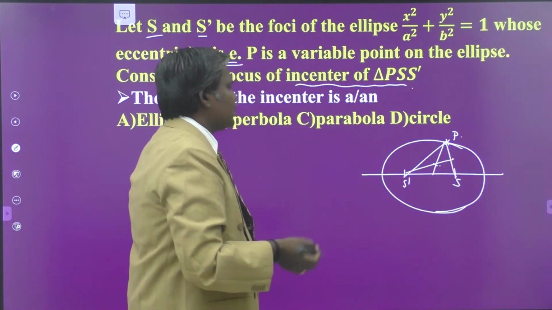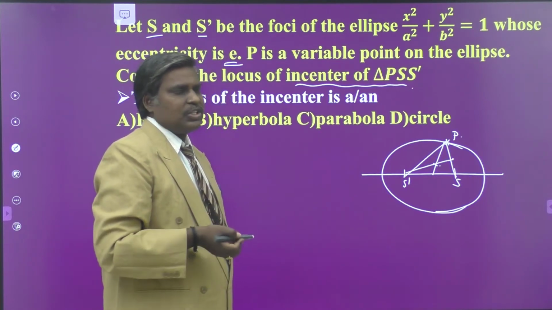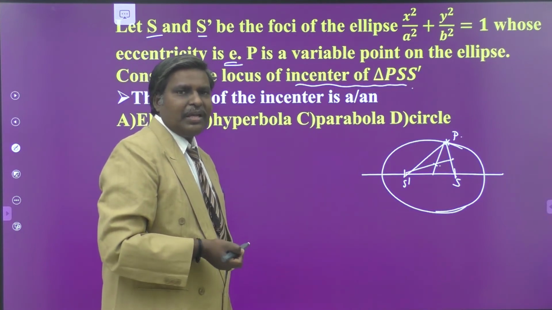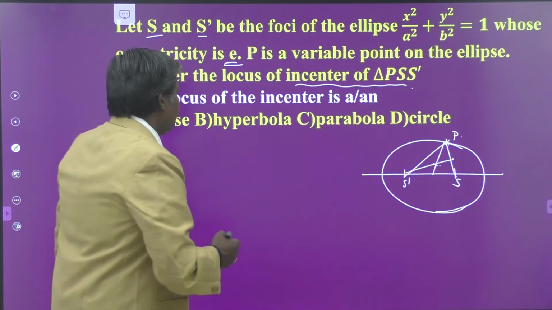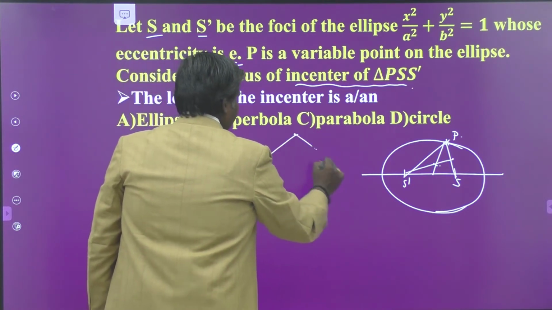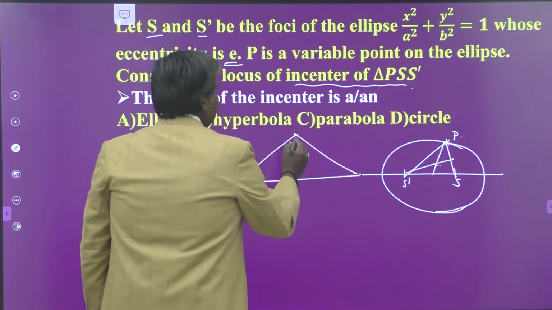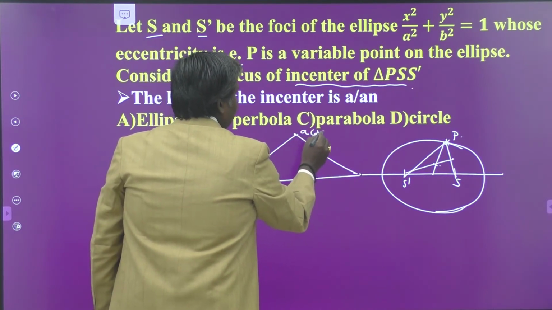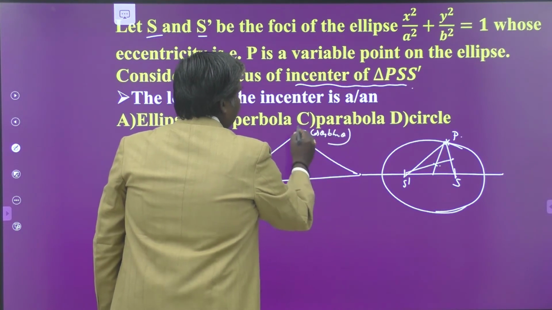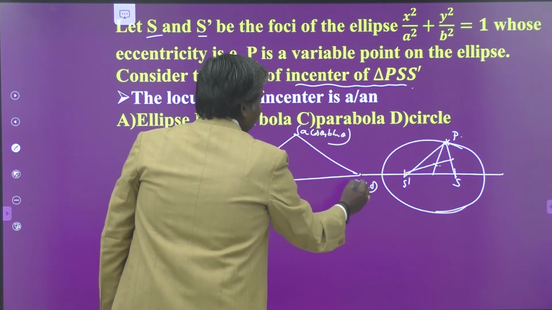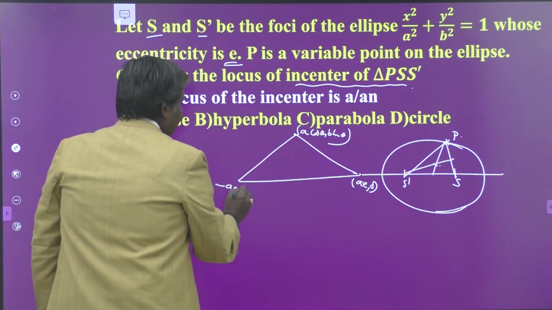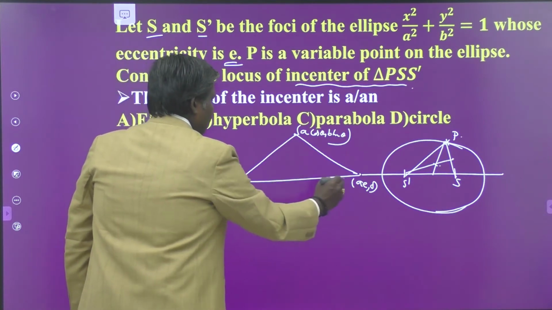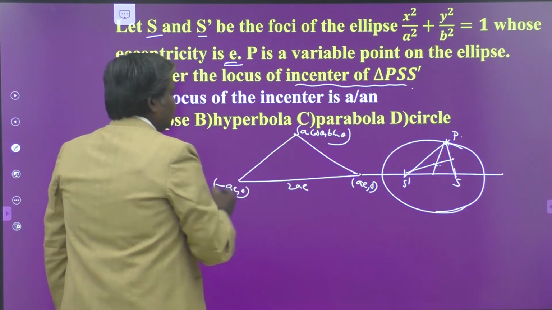We know the formula for the incenter: (ax1 plus bx2 plus cx3) by (a plus b plus c) comma (ay1 plus by2 plus cy3) by (a plus b plus c). So let me elaborate the triangle. Any general point on the ellipse is a cos theta comma b sin theta. This is the focus ae comma 0. This is the other focus minus ae comma 0. Understand? Now, what is the distance from here to here? That is 2ae.